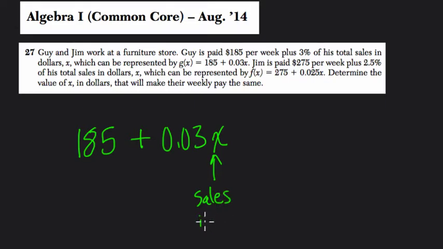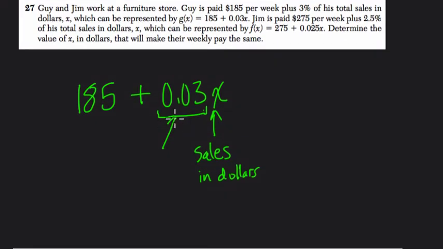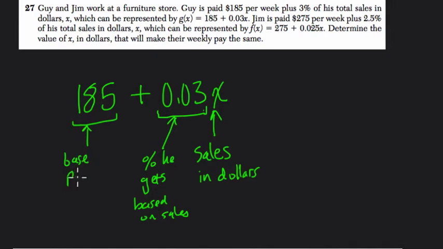I like to label things as I go. You don't need to read everything at once when you read these problems, right? You want to break these things down so you understand what's happening. This is the percentage he gets based on sales, and this is what's called base pay. It's the amount that you're guaranteed to be paid, regardless of the sales you get.